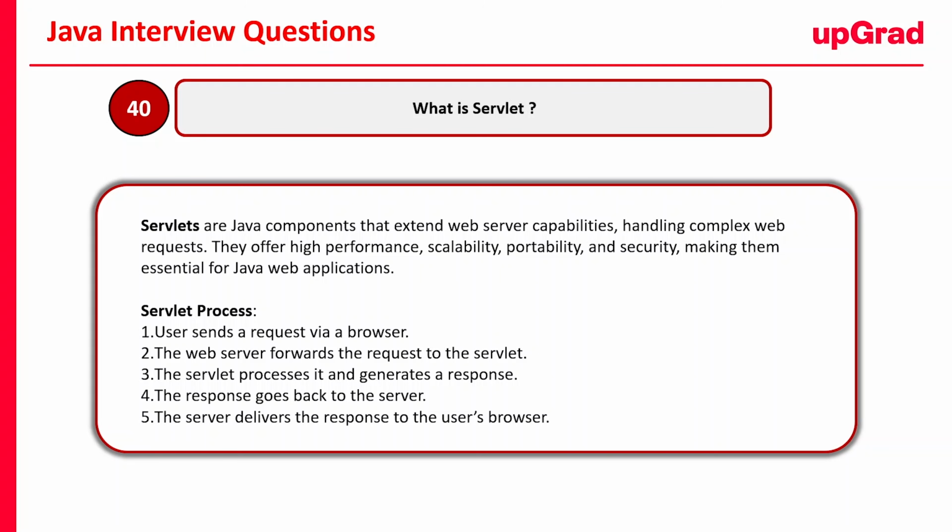So here's how the servlet processes requests. A user sends a request from the web browser. The web server receives the request and forwards it to the appropriate servlet. The servlet processes the request and generates a response. The servlet sends the response back to the web server. The web server then delivers the response to the browser, which displays the result to the user. So this is how it goes. Servlets rely on multiple classes and interfaces such as GenericServlet, HttpServlet, ServletRequest and ServletResponse, allowing them to interact with web requests and responses efficiently. So this was about servlets.